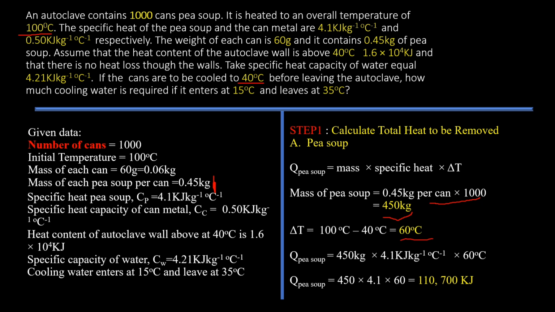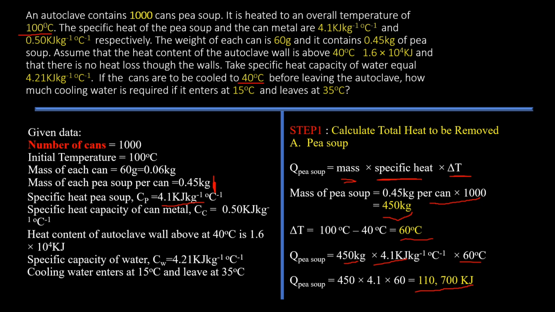And then the last one we are left with is the specific heat capacity. The specific heat capacity of the pea soup has been stated in the question. You can see it here to be 4.1 kilojoule per kilogram per degree Celsius. Now, since we already know the mass, the specific heat capacity, and the change in temperature, we substitute these parameters into the formula. That is heat, Q, equals mass times specific heat capacity times change in temperature. And that gives us 110,700 kilojoules. That is for the pea soup alone.